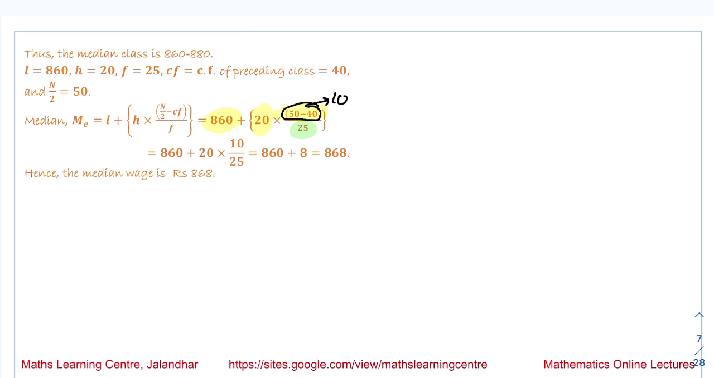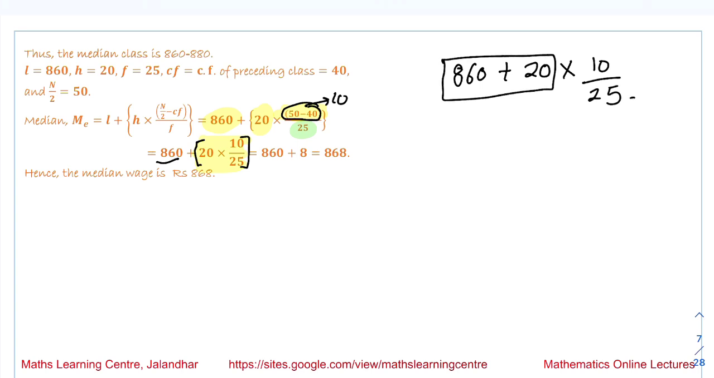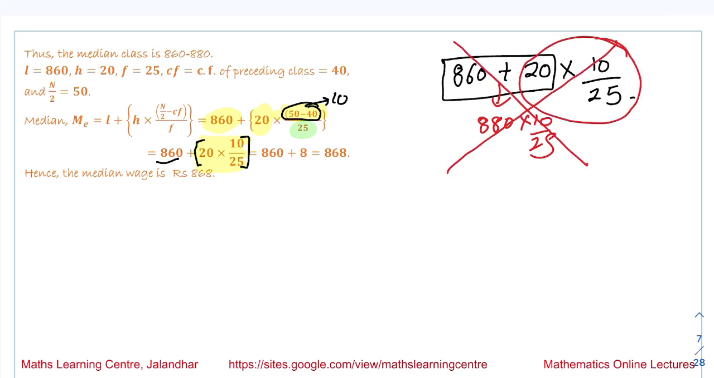So it is 860 plus 20 into 10 by 25. This is the bracket over here. It is important to note that first of all you have to solve this term. Generally, the mistake students commit is they add the 860 and 20 terms, and the answer they write is 880 into 10 by 25.